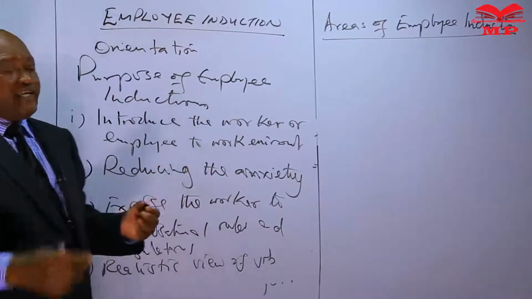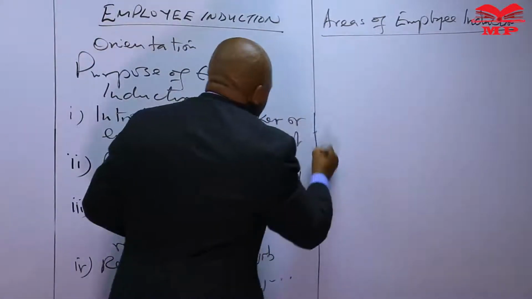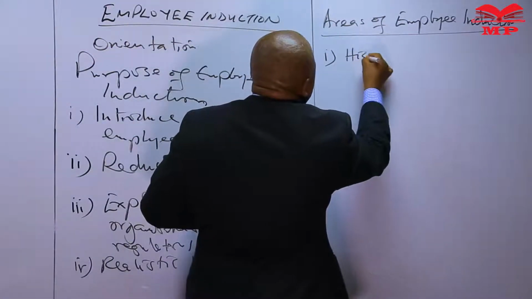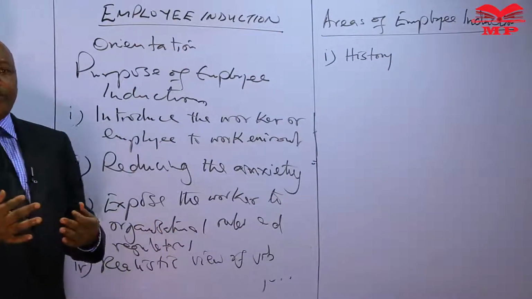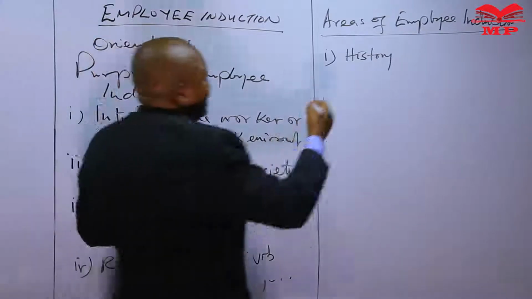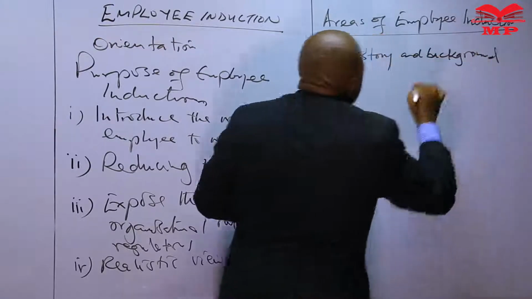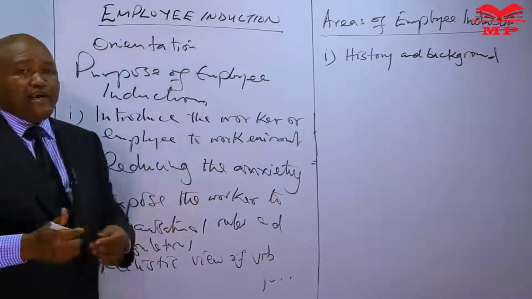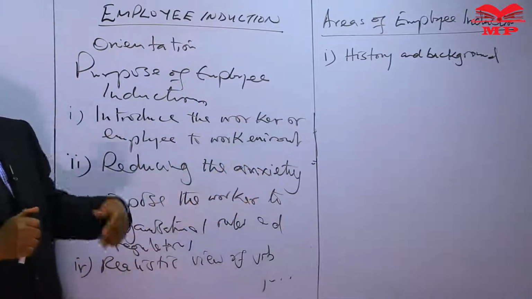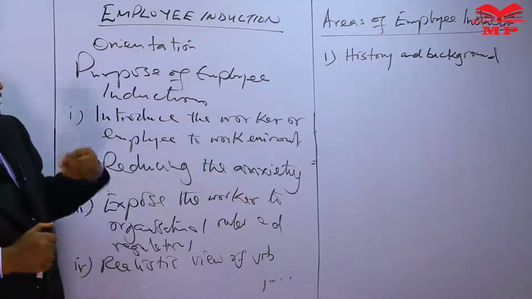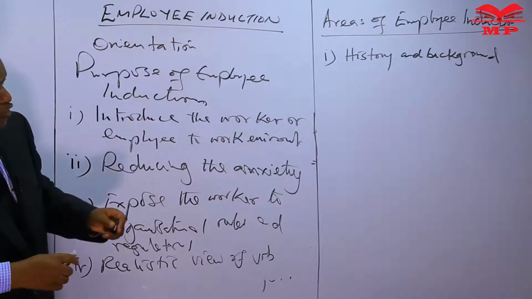Depending on the needs of any given organization, the areas of employee induction may include: one, the history of the organization. This is where the employee is introduced to the history and background that the organization has gone through, so that the employee can be able to understand where the organization has come from, what the organization has been doing, where the organization is at as the employee is joining, and where the organization is going.